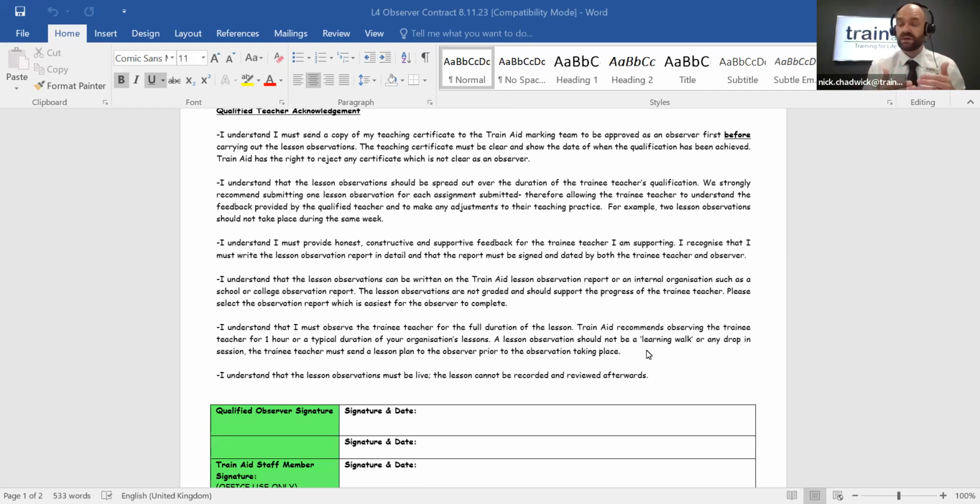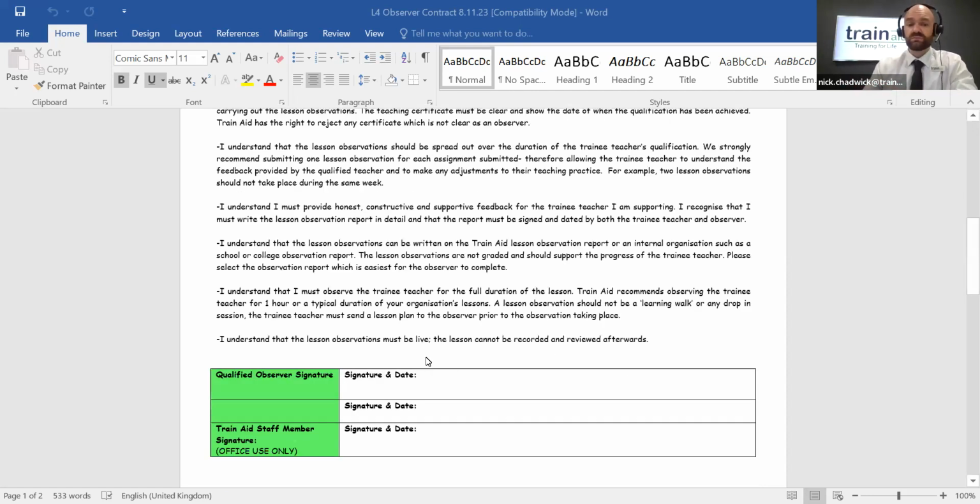A lesson observation should not be a learning walk. Okay, so a lesson observation should be a formal affair with your colleague undertaking the level 4 teaching course. They should provide you with a lesson plan before this lesson observation takes place as well. So it should be formal, and it cannot be deemed a learning walk where the lesson observation is 15 minutes long. So that would not be acceptable as a lesson observation as well.